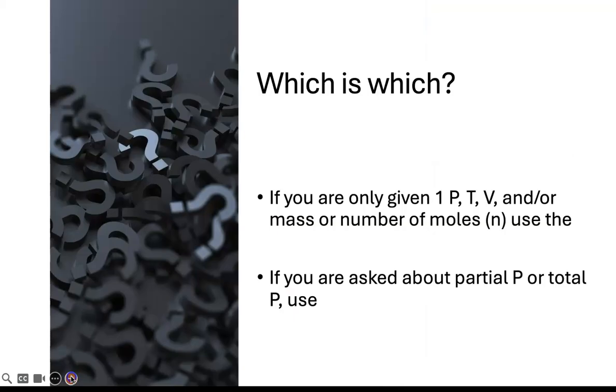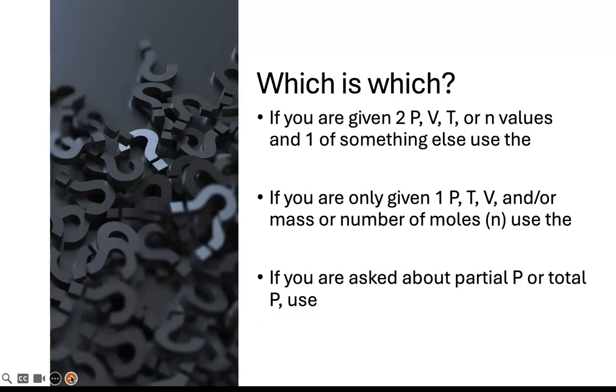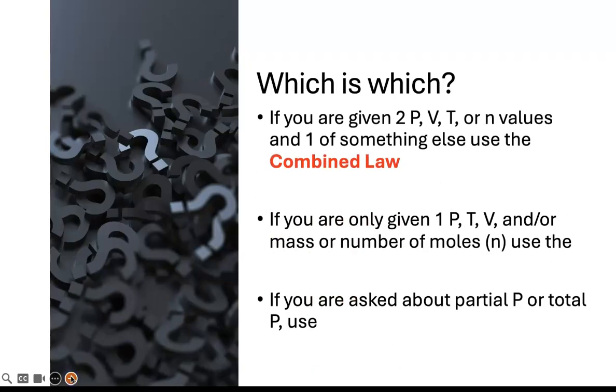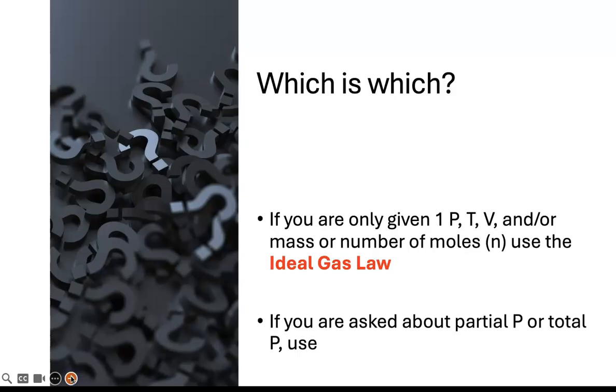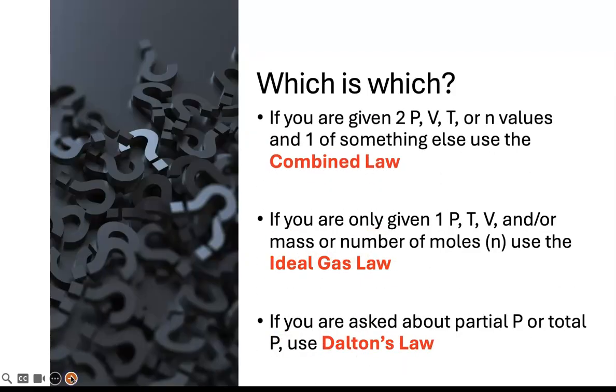All right. If you are given two pressures, volumes, temperatures, or number of moles values, or one of something else, use the combined gas law. Of course, that combined gas law can also include Avogadro's law. If you're only given one pressure, temperature, or volume, and/or mass or number of moles, use the ideal gas law. If you're asked about partial or total pressure, use Dalton's law of partial pressures.